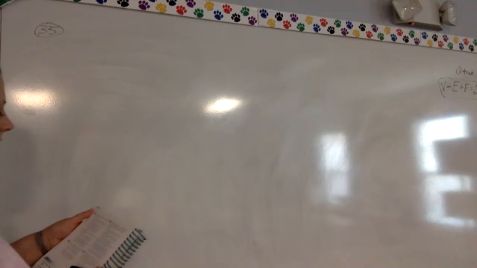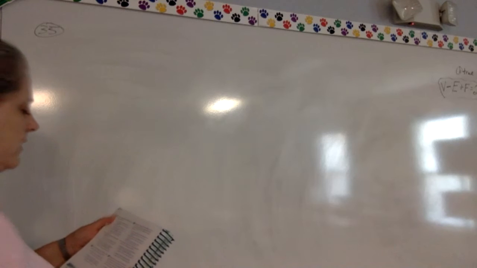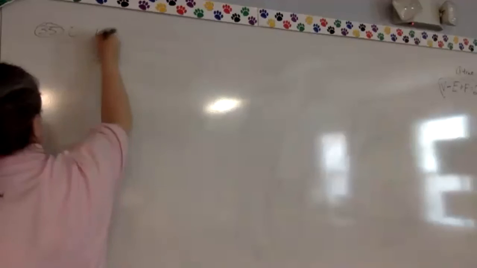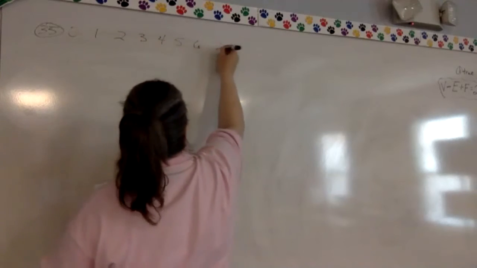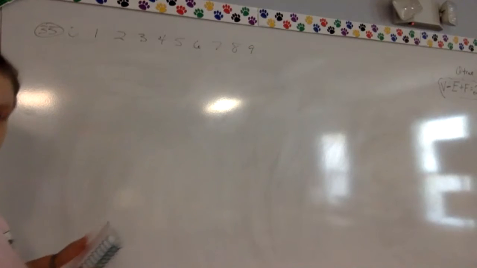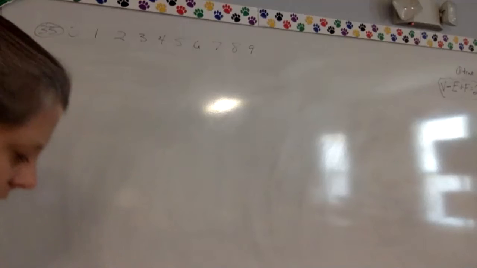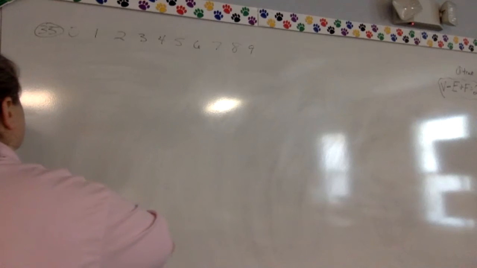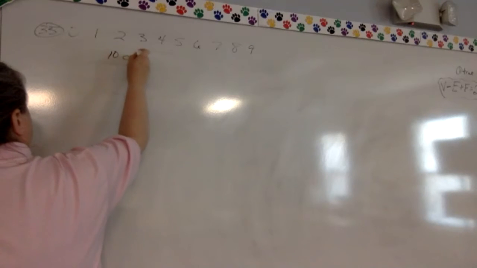It says Norman has cards that contain 1 card of each number, 0, 1, 2, 3, 4, 5, 6, 7, 8, or 9. So we got 0, we got 1, we got 2, we got 3, we got 4. So how many cards does he have total? 10 cards. Very good counting. He has 1 card of each, so it's got 10 cards total.